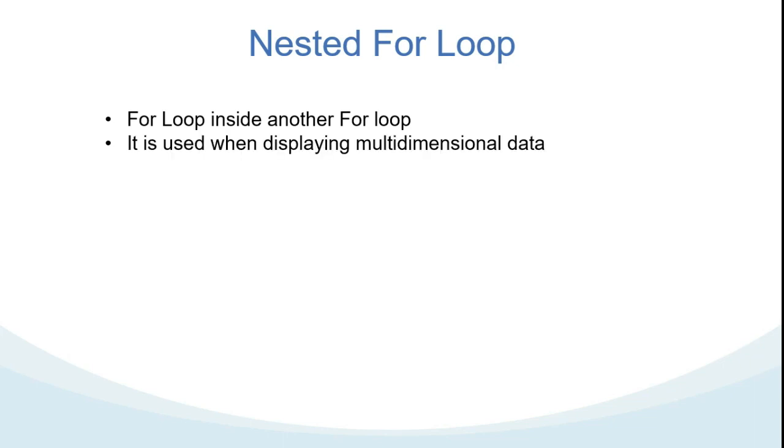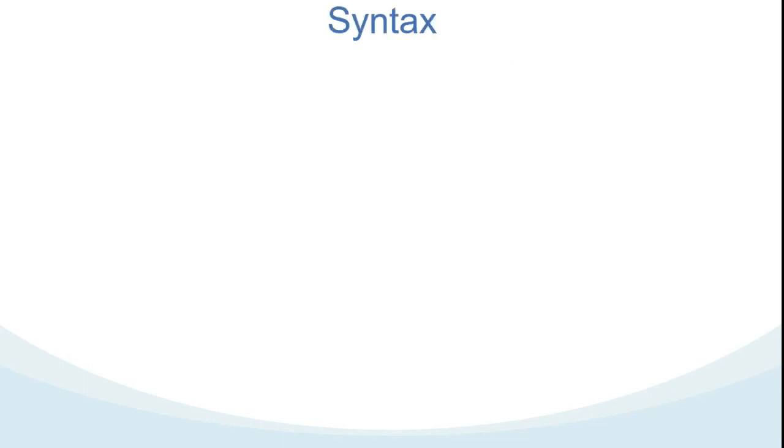Is it possible to have for loop inside for loop? The answer is yes. We call it nested loop. Nested loop is for loop inside for loop. You use it when displaying multidimensional data. Now let's see the syntax of nested loop.